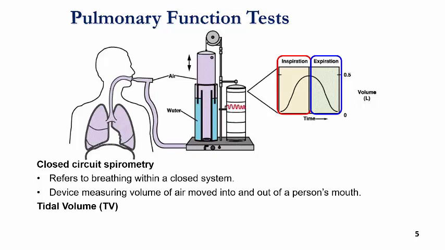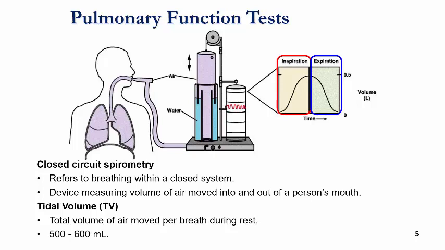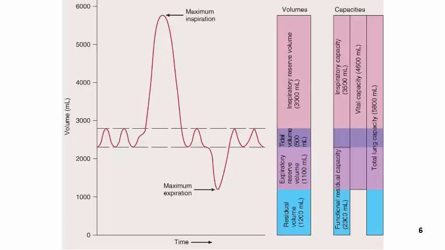And the first assessment that is made is something called tidal volume. Tidal volume refers to how much air a person moves for every breath that they take when they are resting and not physically active. In the average healthy adult, this value ranges anywhere from a little bit less than 500 milliliters, up to as much as 600 milliliters of air per breath.